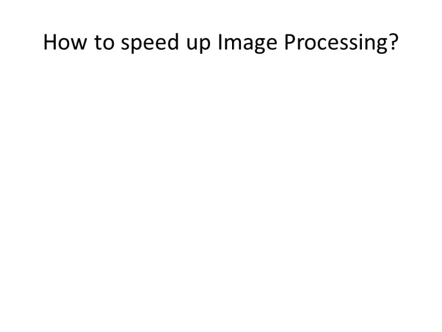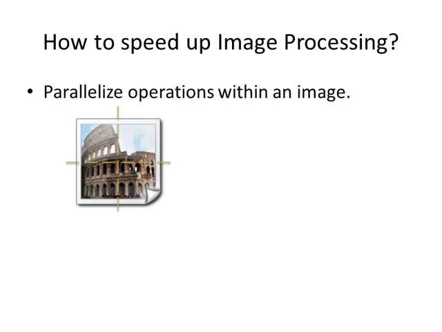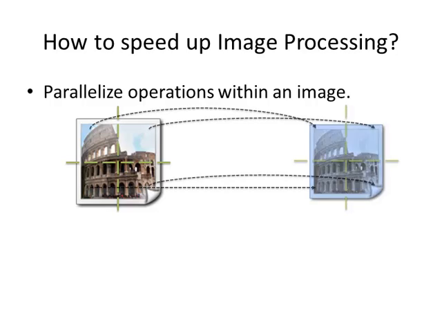How do we speed up image processing? There are two ways. For large images, the operations within an image can be parallelized. In this technique, a large image would be split into smaller sub-images and the image processing operation would be applied to each sub-image in parallel. The sub-images would then have to be stitched together to get the final processed image.